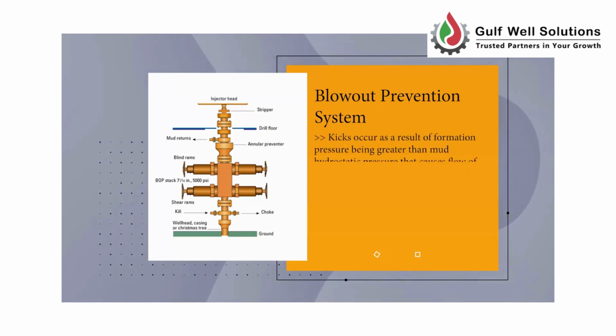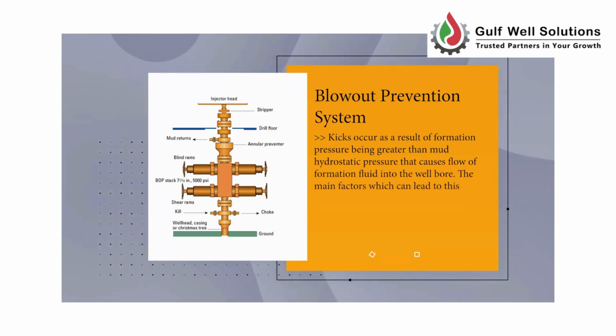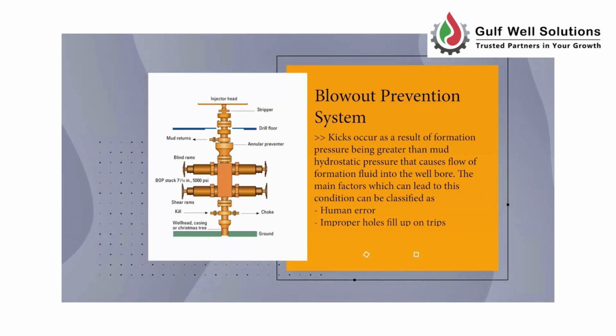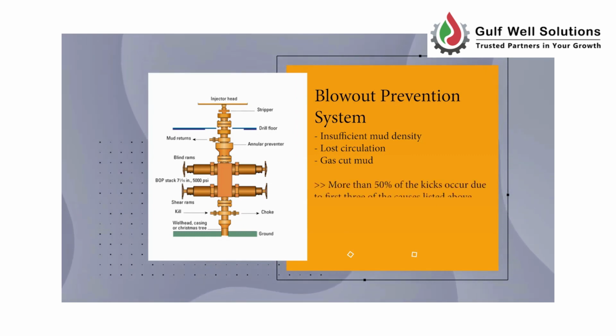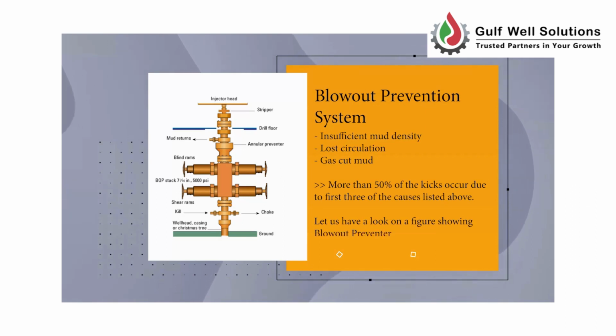Kicks occur as a result of formation pressure being greater than mud hydrostatic pressure, which causes flow of formation fluid into the wellbore. The main factors which can lead to this condition can be classified as human error, improper hole fill-up on trips, swabbing, abnormal formation pressure, insufficient mud density, lost circulation, gas cut mud. More than 50% of the kicks occur due to the first 3 of the causes listed above. Let us have a look at a figure showing a blowout preventer.